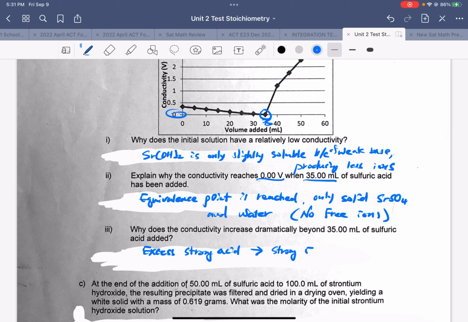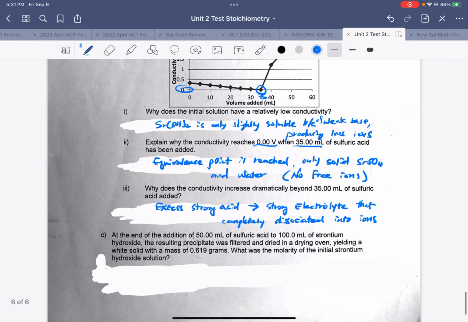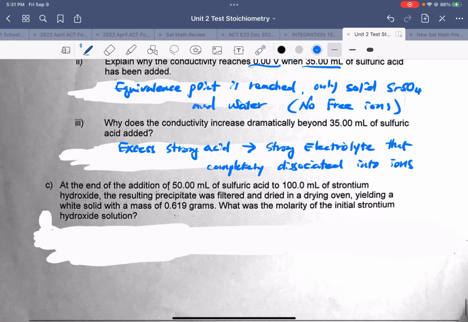Strong electrolyte, because it's a very strong acid, right? So then that completely dissociates into ions, okay. That's why there is a dramatic increase in the conductivity. The more ions, the more conductivity it has.